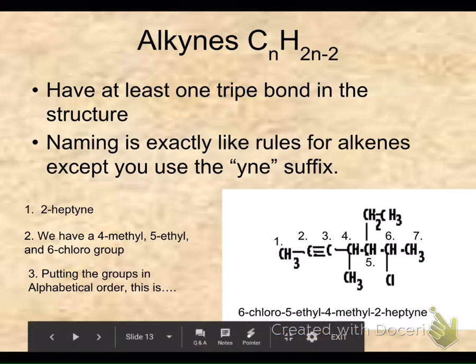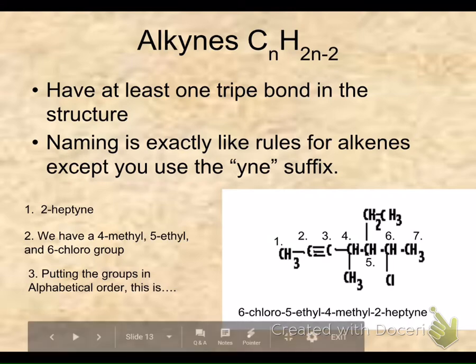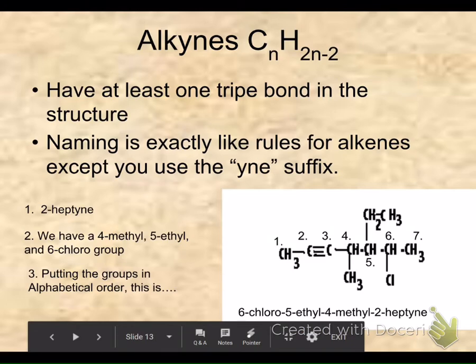Nope, sorry, that's not a branch. So we just have the 3 branches. So chloro, ethyl, and methyl. And we will put them in that order. Chloro, ethyl, methyl, that's alphabetical. So we see here 6-chloro, 5-ethyl, 4-methyl.